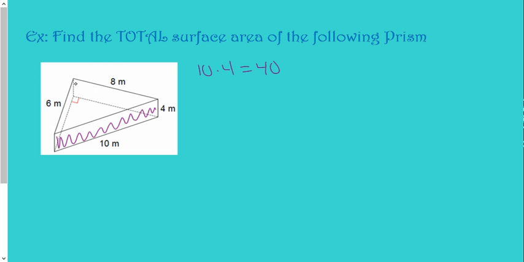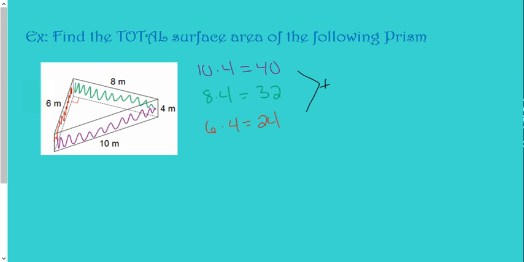Next, I'm going to find the area of this rectangle. And that is 8 times 4, which is 32. And you guessed it, I'm now going to find the area of my other rectangle, which is 6 times 4, which equals 24.